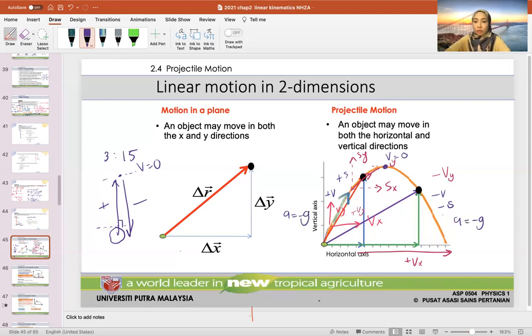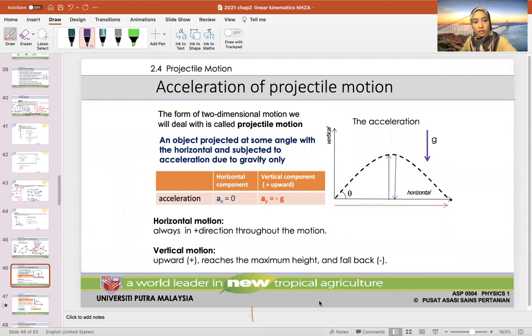Okay, always negative g. So that's your introduction to projectile motion. Let's take a look at the equations. We are still using linear kinematics, now in the x component and in the y component. So that is the difference.